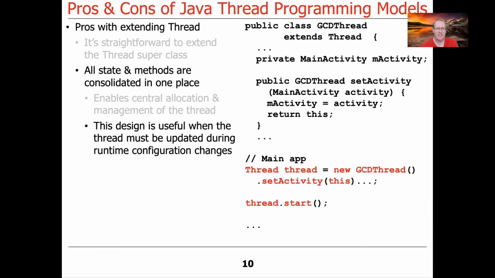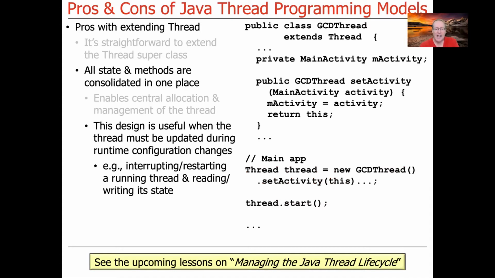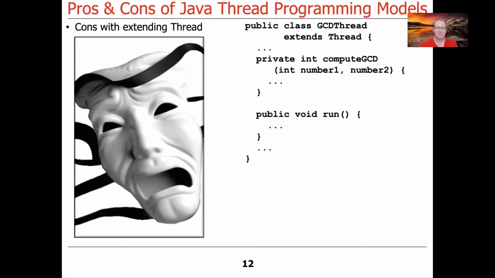And this particular design is very helpful if the thread has to be updated somehow during runtime configuration changes. Now that's kind of an Androidism. Not all uses of threads need to be concerned with runtime configuration changes, but runtime configuration changes are basically what happen when you take an Android phone and you rotate it from portrait mode to landscape mode and vice versa. And there's various clever things you can do if you have everything in one place to update the thread state and other information it might need. And this allows you to interrupt a thread, restart a running thread, read and write its state in a very convenient way without having to keep track of multiple pieces of information. You just have to keep track of the thread object itself.